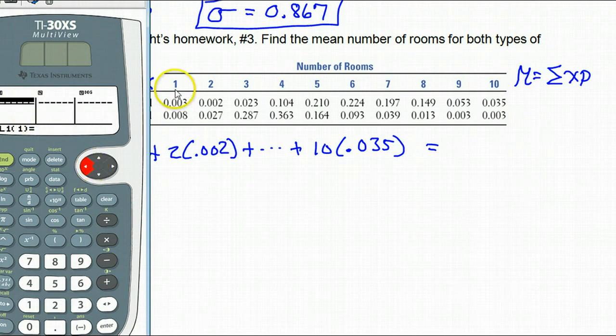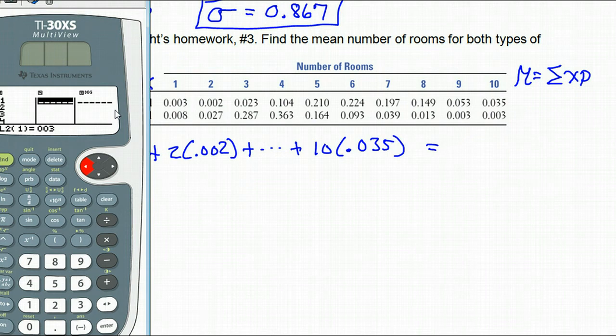Now, list 1 needs to be all your x values, so that's just 1 through 10. So 1, 2, 3, 4, 5, 6, 7, 8, 9, 10. Let me just scroll and double check. 5, 4, 3, 2, 1. Okay, that's great. In list 2, this is where I'm going to put all of the probabilities. I'm going to type these in off camera.